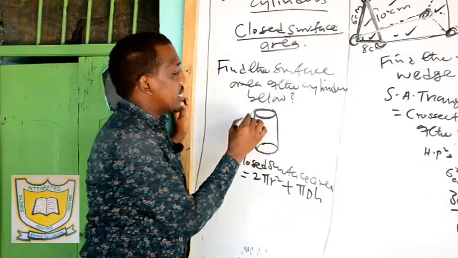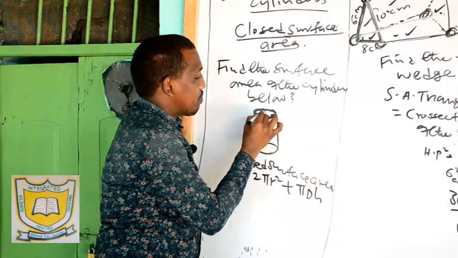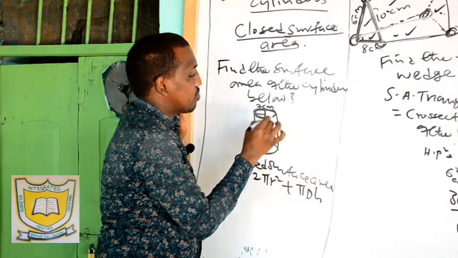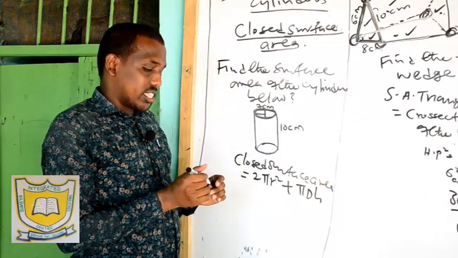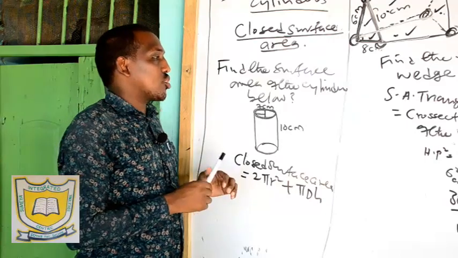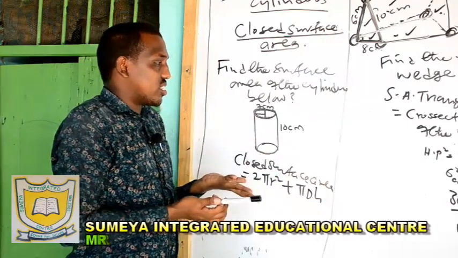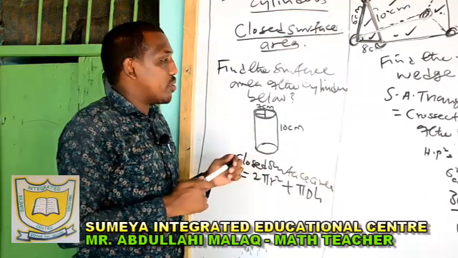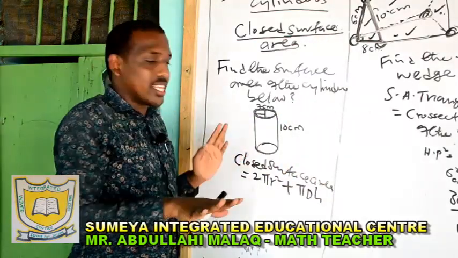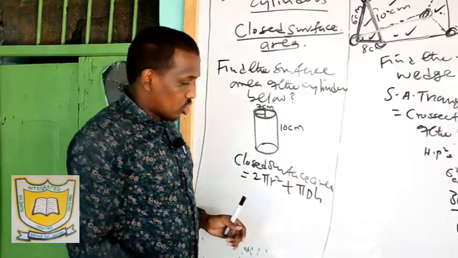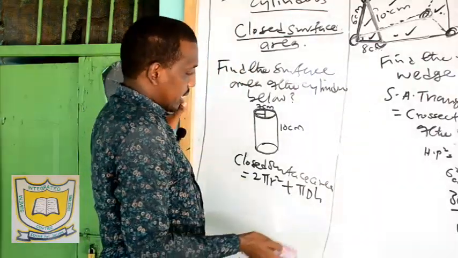So now let's say the radius is 7 centimeter and the height is 10 centimeter. Let us find out the surface area of this. How do we know whether it is closed? Because they say to find the surface area of the cylinder below. It can only become open when they mention the word open. But now they have not mentioned anything. When they have not mentioned anything, that means it's a closed cylinder. So let us get the surface area of this cylinder now.